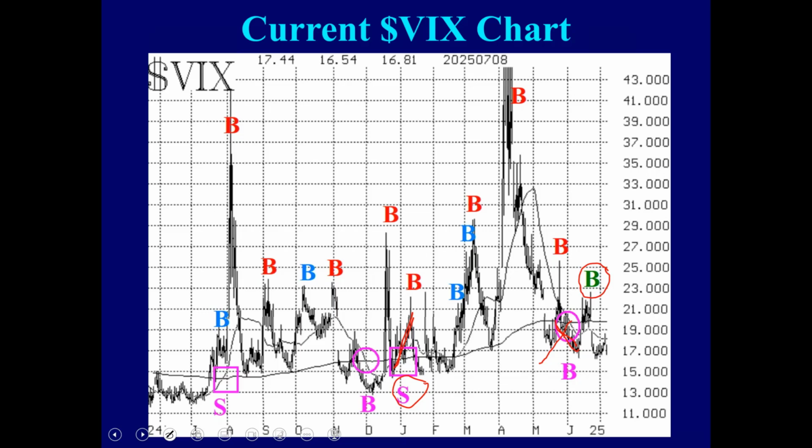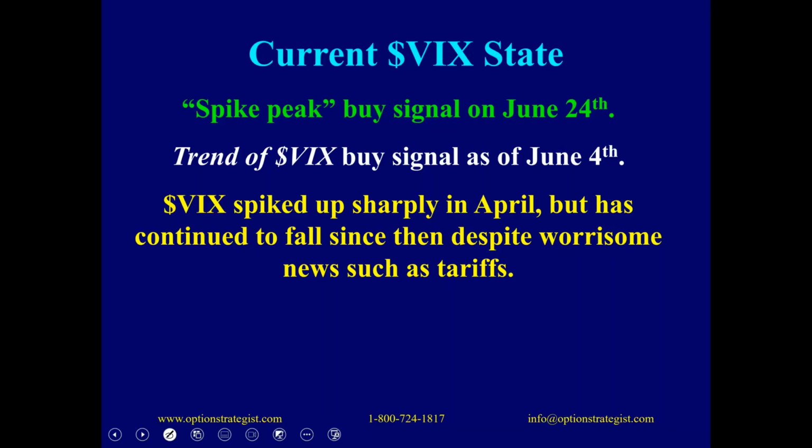But right now, this buy signal that occurred in very early June is still in effect because the 20-day moving average of VIX has remained below the 200-day all throughout that time. Now, if the 20-day were to move back above the 200-day, that would be a sell signal, but that's not going to happen anytime very soon. So that just summarizes those things.